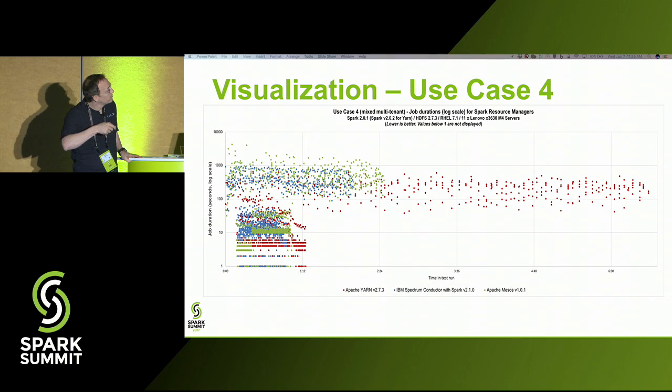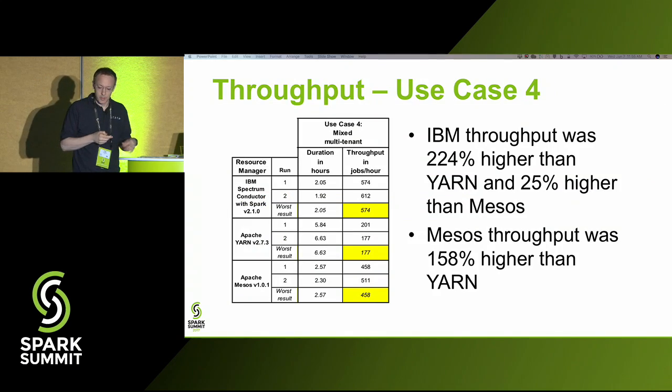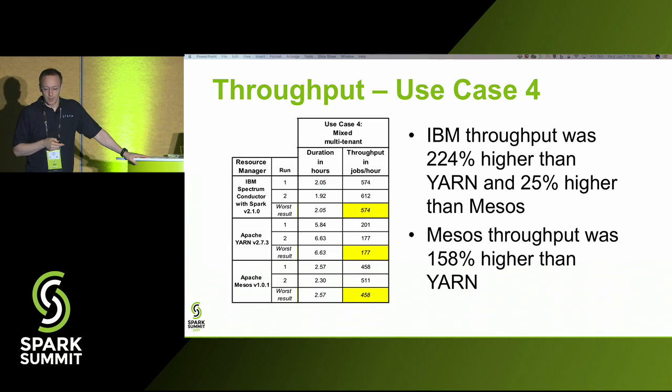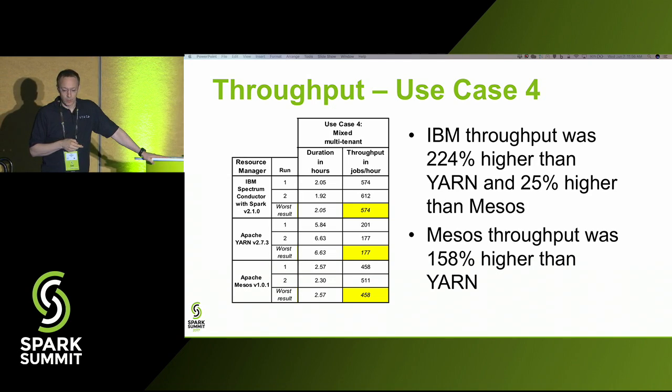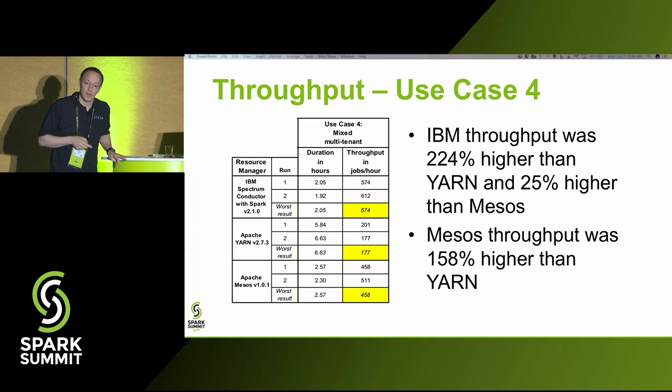If you can tell, there are also very few red dots in here, which you can interpret to mean that during the period when there were a lot of interactive jobs, there were very few batch jobs getting done in Conductor. Conductor is the red ones. Whereas there's still a fairly good number of blue dots and green dots from Mesos getting done during the interactive. So just in terms of numbers, IBM was like triple the throughput of Yarn in this case and 25% higher than Mesos. And Mesos was about 2.5 times the Yarn throughput.